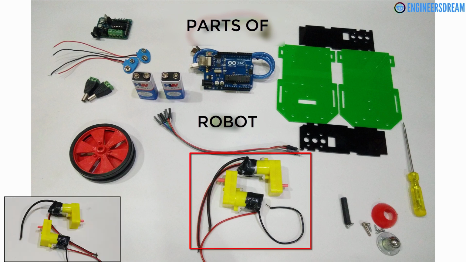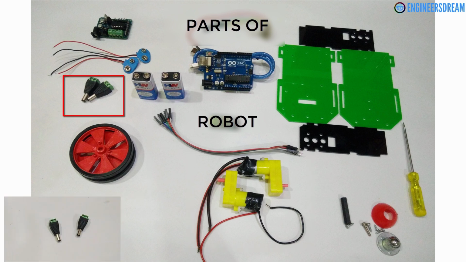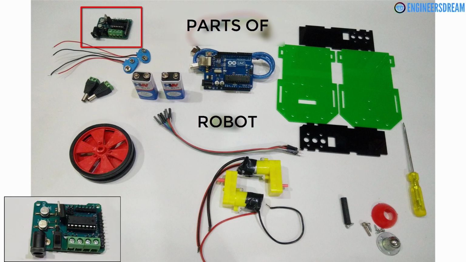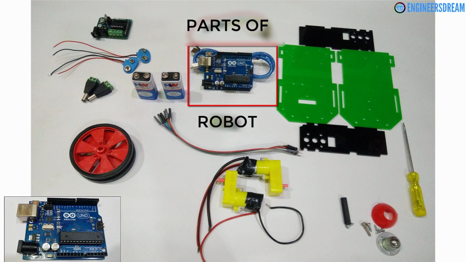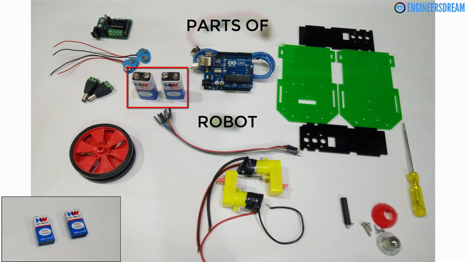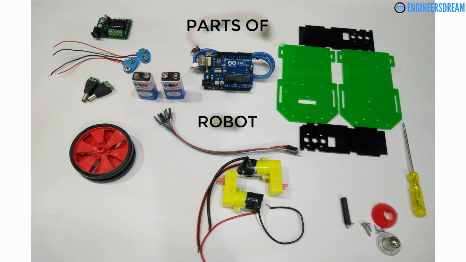2 DC motors, 2 wheels, 2 DC jack connectors, 2 battery snappers, 1 motor driver, an Arduino Uno, 1 USB, a minimum of 3 to 4 batteries, and male to female wires. So guys, these are all the parts that we require for building a robot.